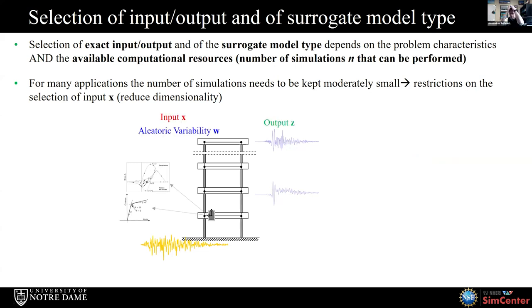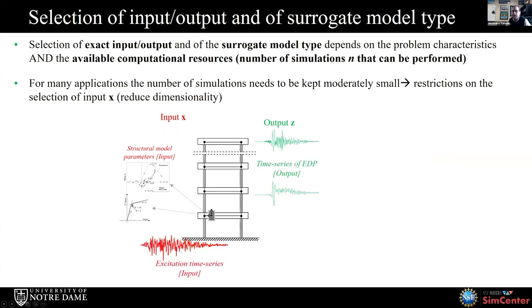But now the question is, okay, what should be our input? What should be our output? Does aleatoric variability exist? You have different options here. So the structural model parameters are definitely going to be part of your input. That's why I have them here in red. Now, one option is the actual time series is going to be your input, and then your output is going to be the time series of the EDPs.